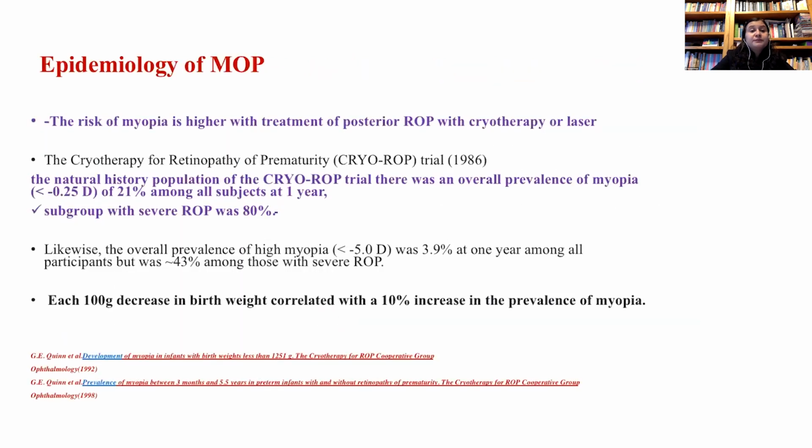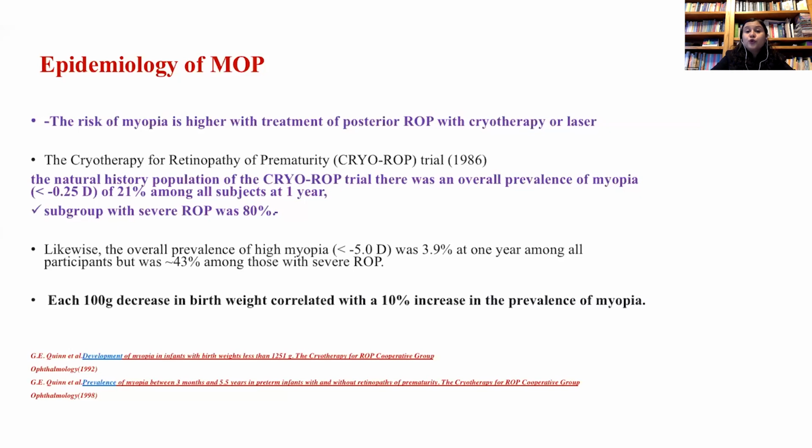So what is the epidemiology of MOP? The risk of myopia is higher with treatment of posterior ROP with cryotherapy or laser. And in the CRYO-ROP trial, there was a natural history population group.